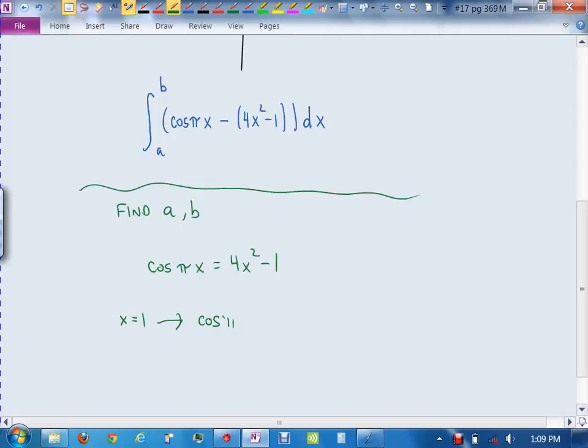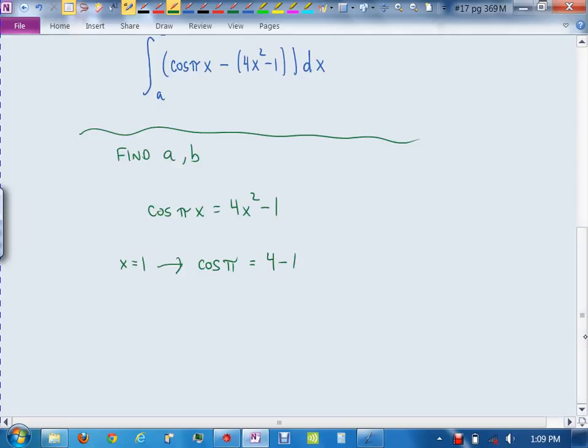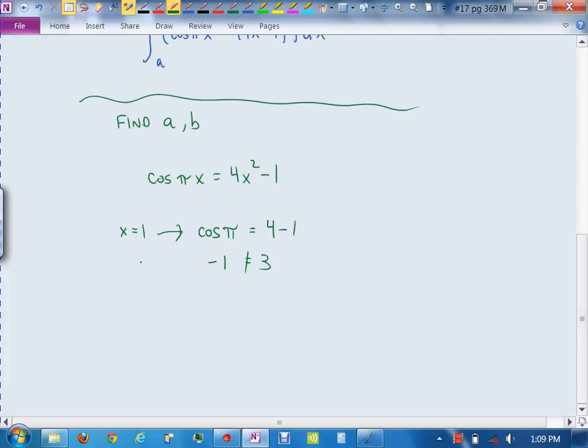Cosine of pi equals 4 minus 1. That's what I get if I plug in. That's not going to work, is it? Because cosine of pi was what? Negative 1 equals 3? No, that didn't work. So let's try something else.